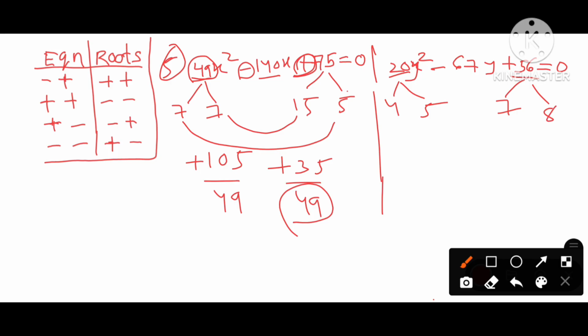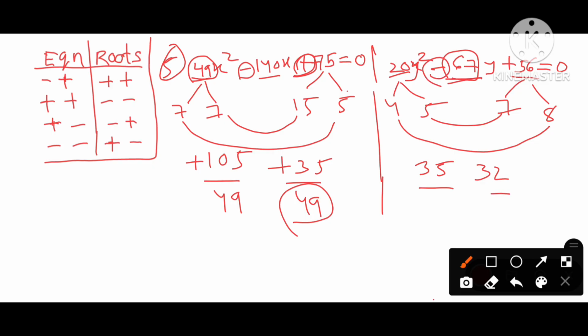Now the sum of the two factors, we need to get the value of 67. So 5 times 7 will be 35, and 8 times 4 is 32. So 35 and 32, the sum of these two gives 67. So these two are our roots. Minus and plus means both the roots are positive. So these are the roots, and the coefficient is 20. We need to place this 20 in the denominator.